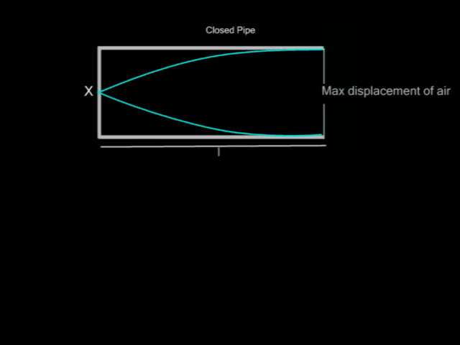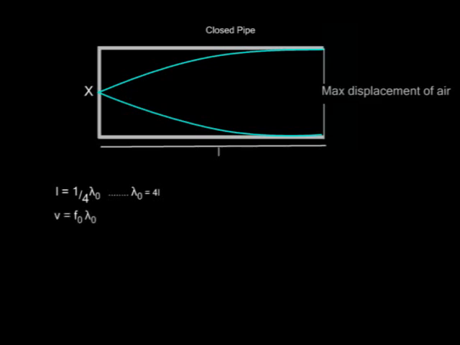End X must be a node because air at this point is not moving. The stationary wave formed is of the simplest form and the note produced is the fundamental. And L is equal to a quarter lambda naught, so lambda naught is equal to 4L.